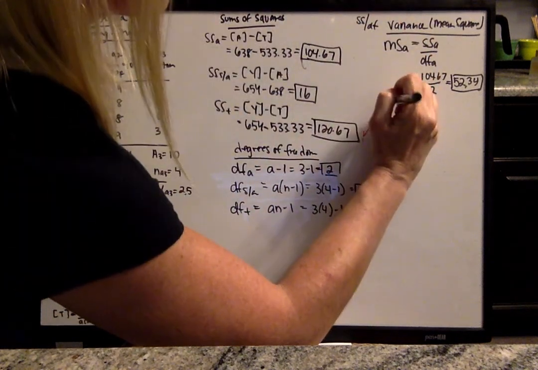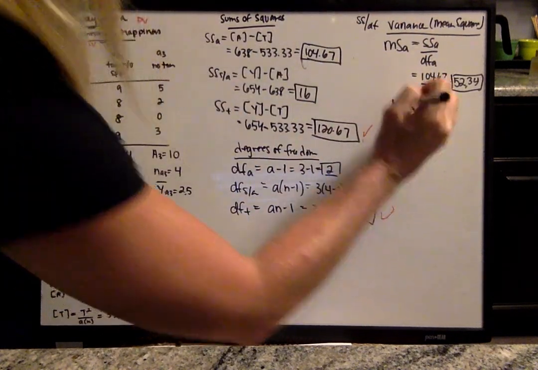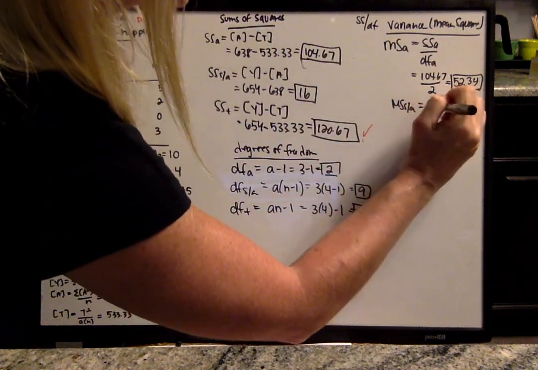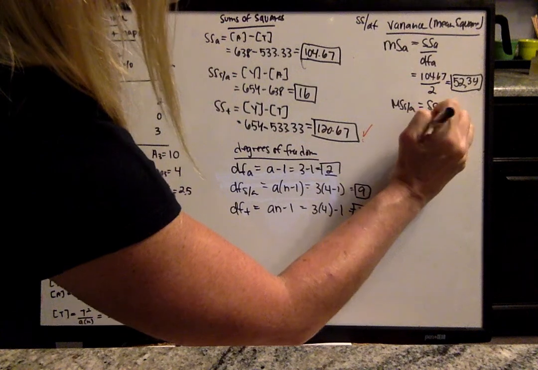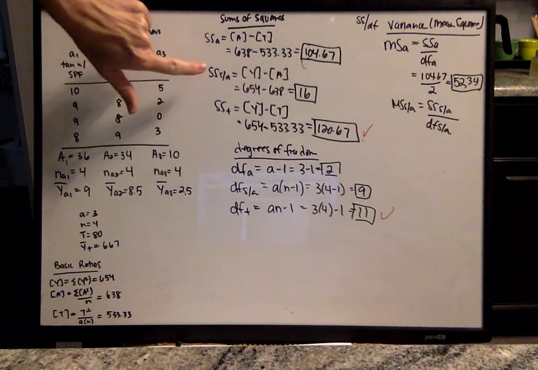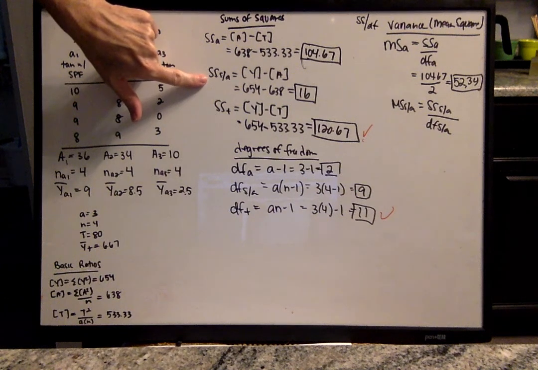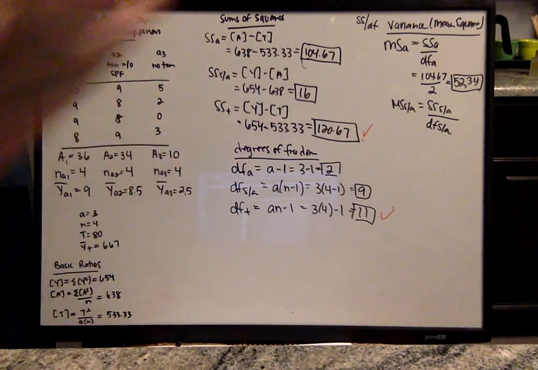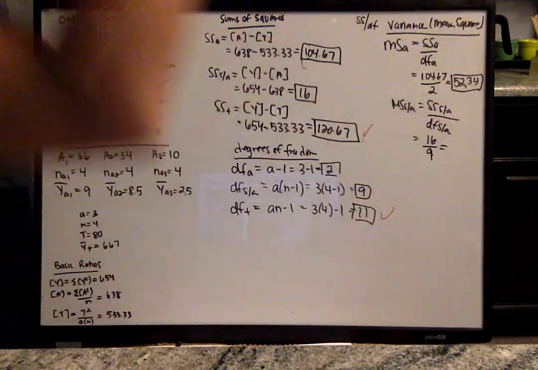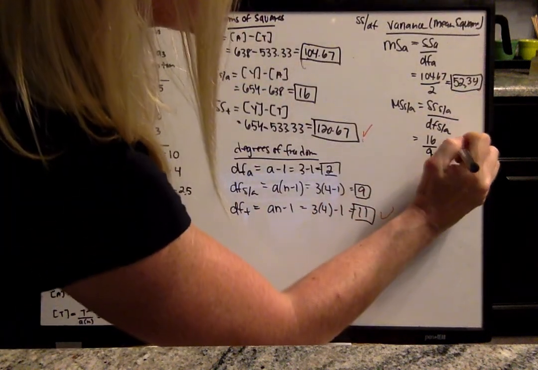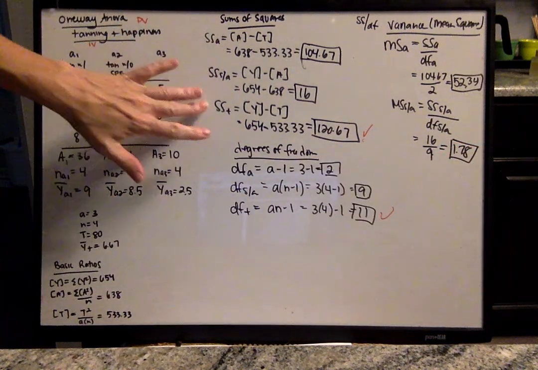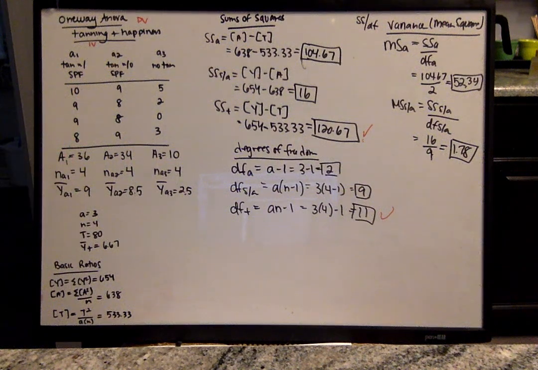We're going to do the same thing for S over A. So our mean square S over A is equal to our sum of squares S over A divided by our degrees of freedom S over A. So our sum of squares is 16 and our degrees of freedom is 9. So 16 divided by 9 equals 1.78. We could calculate our mean square T, but we don't really need it for anything.